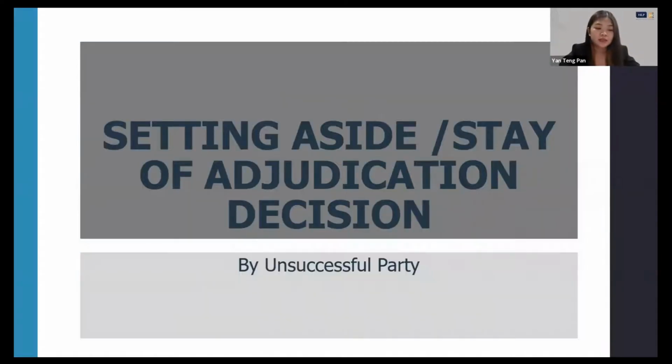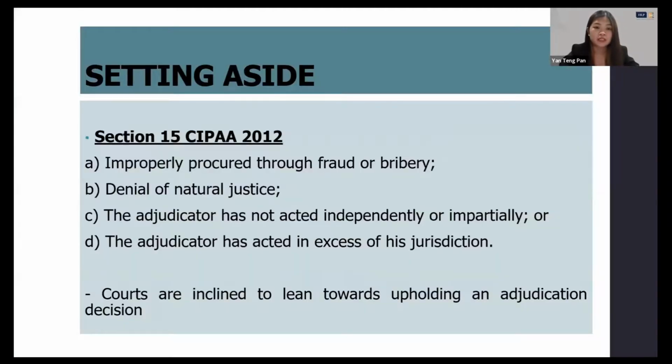The unsuccessful party may also have the right to apply to the High Court to have the adjudication set aside, but only on limited grounds pursuant to Section 15 of CIPAA. Under Section 15, an aggrieved party may apply to the High Court to set aside an adjudication decision on one or more of the following grounds. The adjudication decision was improperly procured through fraud or bribery. There has been a denial of natural justice. The adjudicator has not acted independently or impartially, or the adjudicator has acted in excess of his jurisdiction.